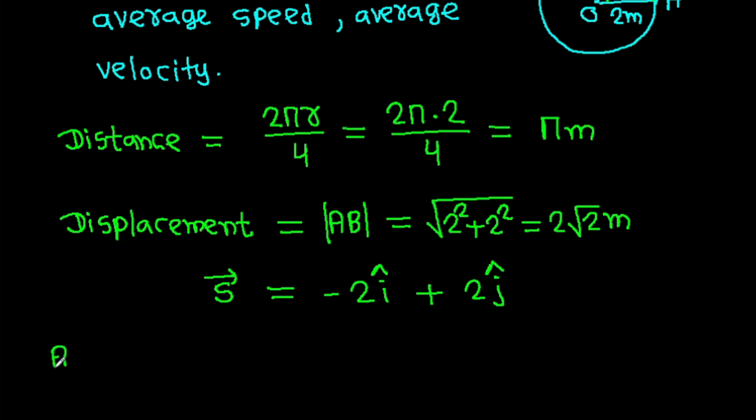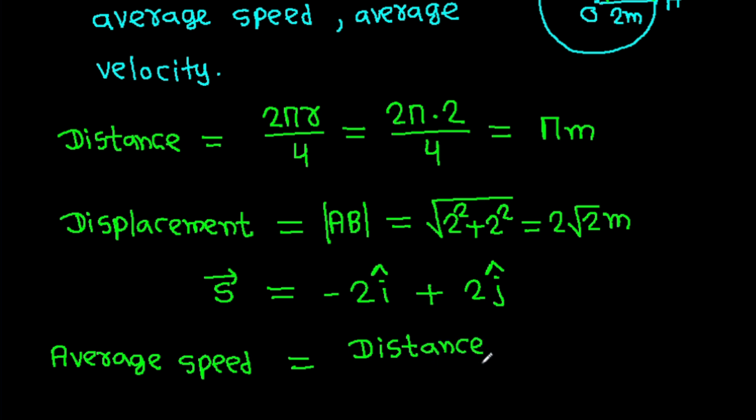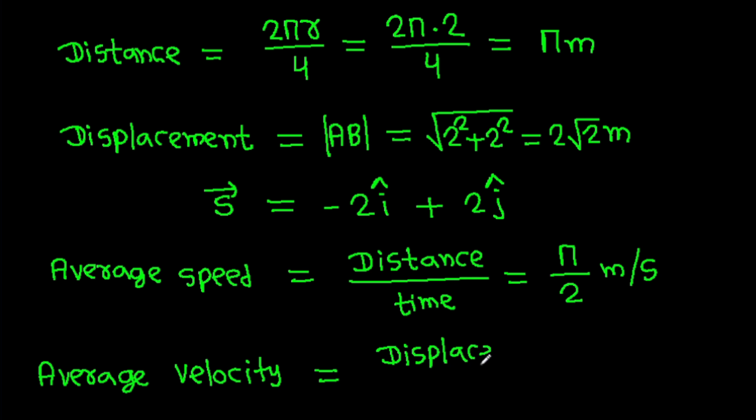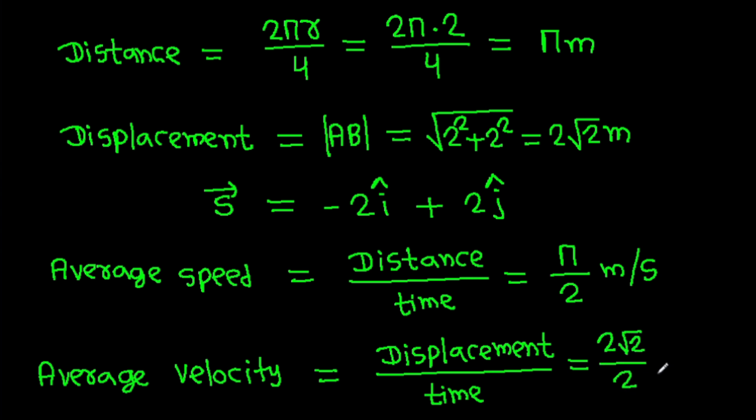And average speed will be distance divided by time, that will be pi divided by 2 meter per second, and average velocity will be displacement divided by time, that will be 2 root 2 divided by 2, and it is root 2 meter per second.